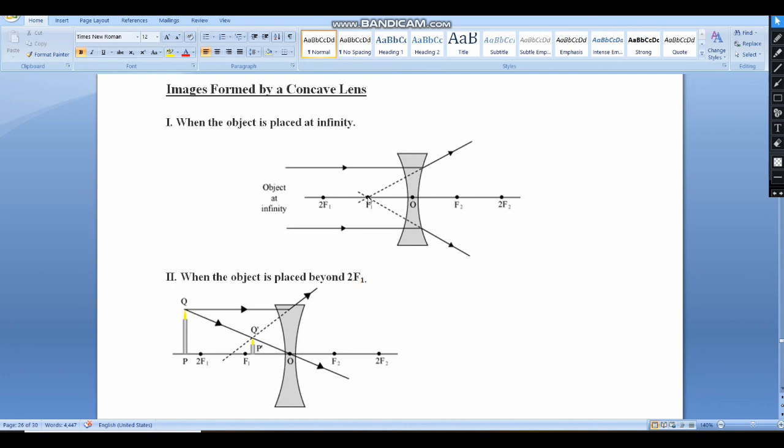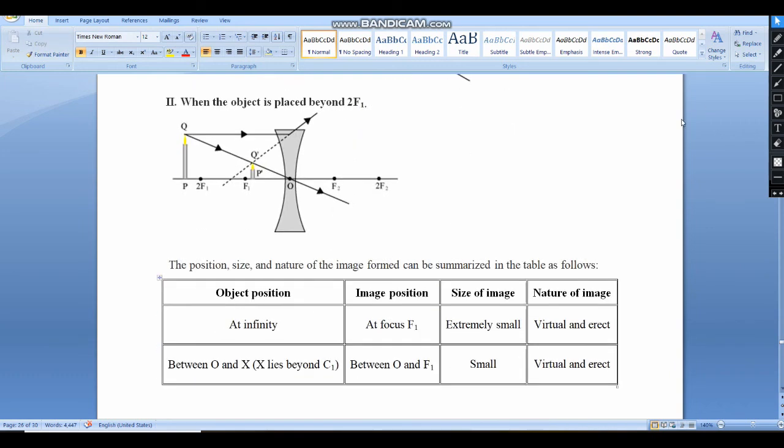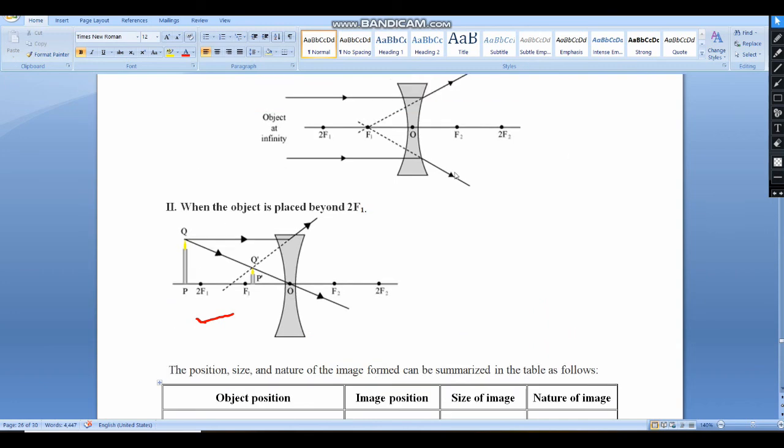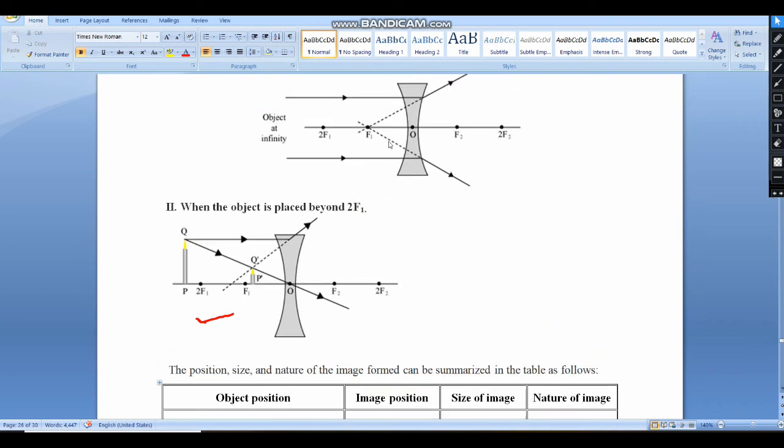What are the characteristics of the image? The image is formed at this point. The object is placed at infinity, the image is formed at the focus, and the size of the image is extremely small. Next, it is virtual and erect, because the light rays only appear to meet at this point. When the image is virtual, it is erect.